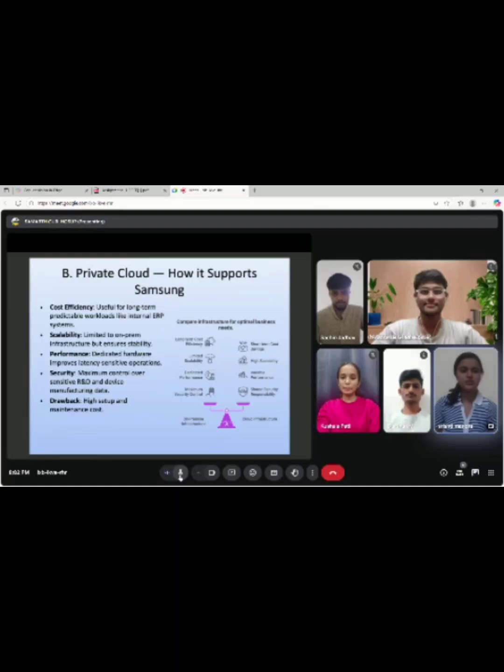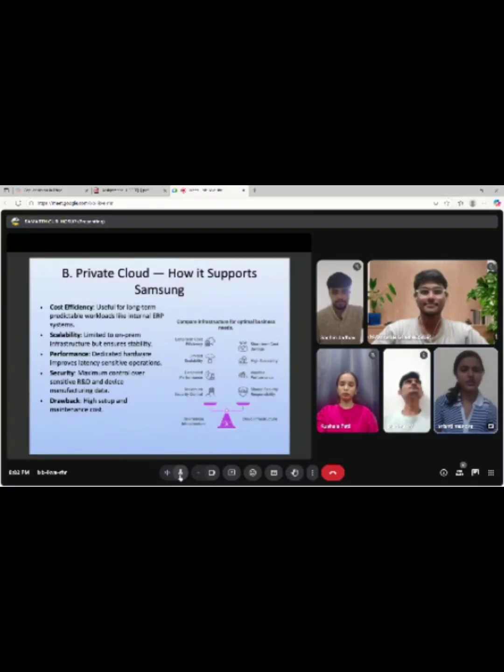Hello everyone, I am Srishti Mandre. In this slide, we will see how the private cloud supports Samsung. The private cloud is mainly used for long-term and predictable workloads like internal ERP systems. It gives Samsung better control and high security over sensitive data such as R&D and device manufacturing information. It ensures high performance and low latency since the hardware is dedicated. However, the scalability is limited to on-premise resources and the setup and maintenance cost is also high. Overall, it's ideal for Samsung's core and confidential operations where stability and data protection are top priorities.